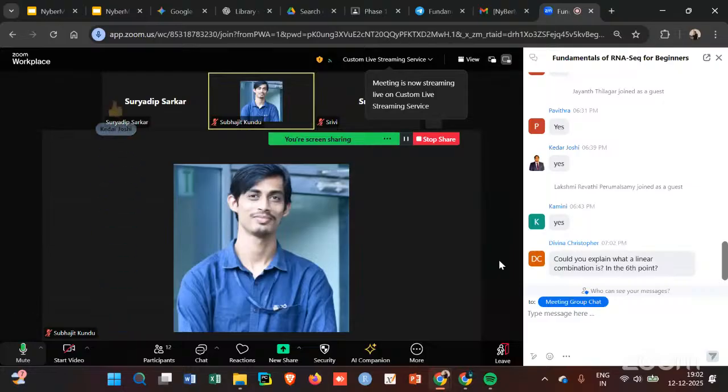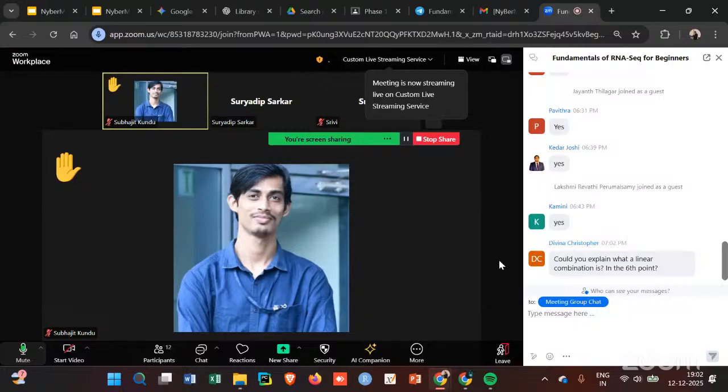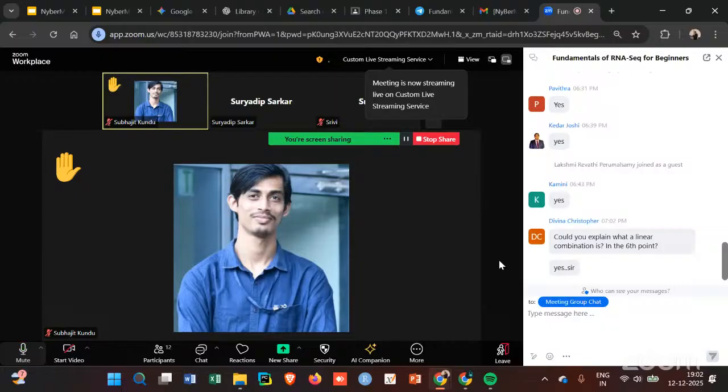What a linear combination is. A linear combination is nothing but a linear equation of n variables, right? So you know what a linear equation is, right? A linear equation is an equation where the power of your unknown variable, or x, is 1. Y equals mx plus c is a linear equation. It is the equation of a line. Here the power of x is only 1. Yeah, so that is a linear equation.